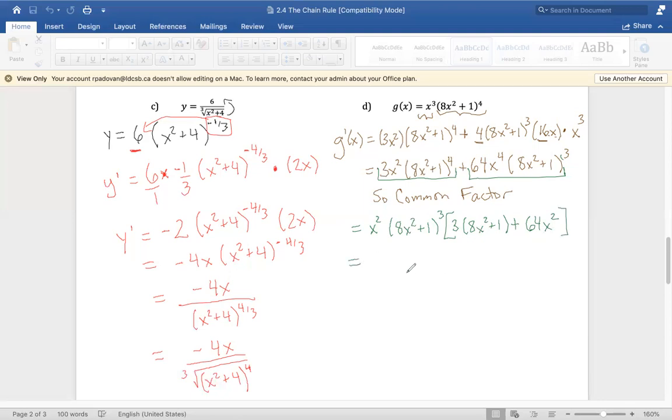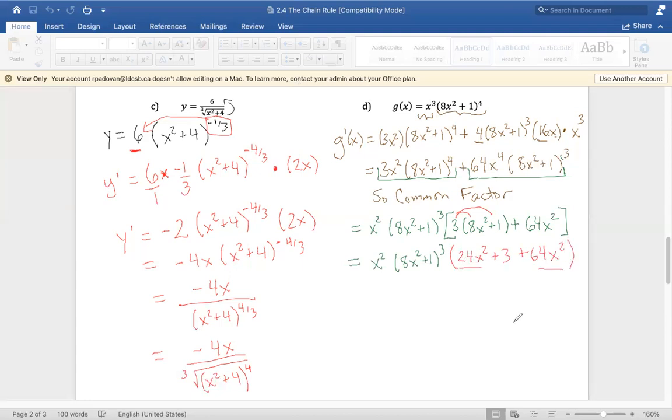Now, is there any cleaning up, tidying up that I can do here? So I have the x squared, I have the 8x squared plus 1 cubed. And I could take the, let's do distributive property here. Let's just write this out. Distribute the 3 into the bracket. So 24x squared plus 3 plus 64x squared, if that might help us out a little bit.